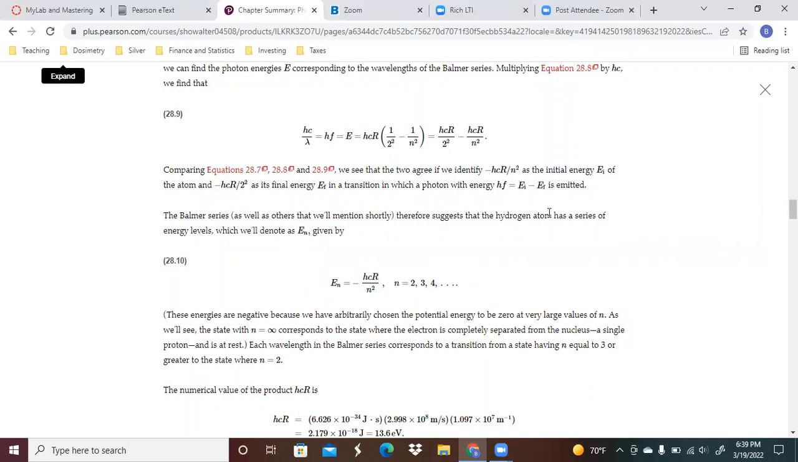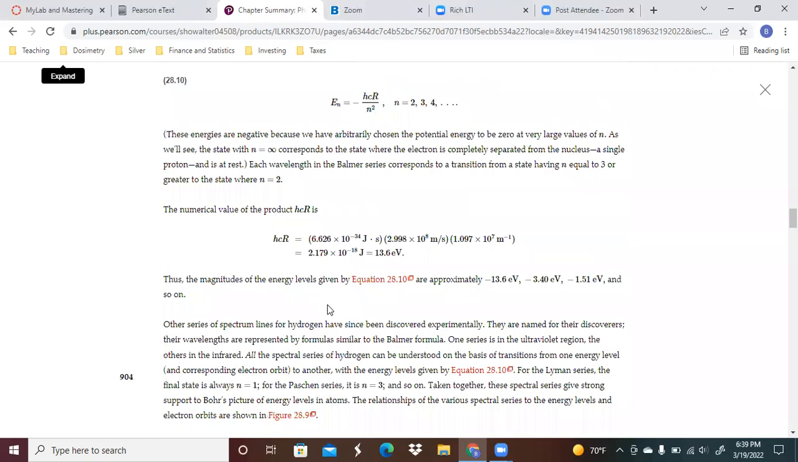So the Balmer series therefore suggests the hydrogen atom has a series of energy levels denoted by this. These energies are negative because we have arbitrarily chosen the potential energy to be 0 at very large values of n. The state with n equal to infinity corresponds to the state where the electron is completely separated from the nucleus. Each wavelength in the Balmer series corresponds to a transition from a state having n equal to 3 or greater to the state where n is equal to 2.